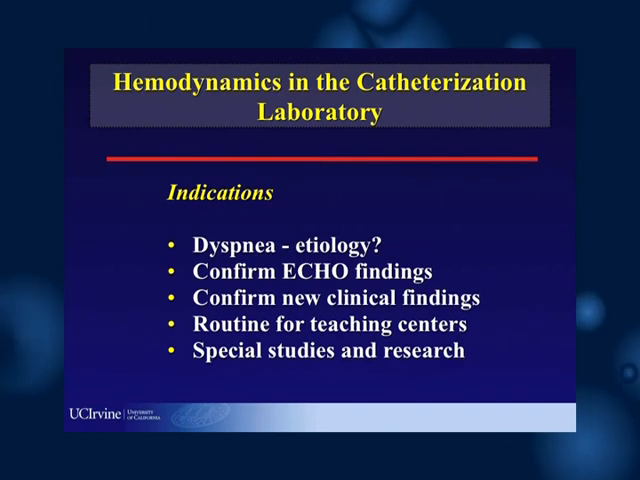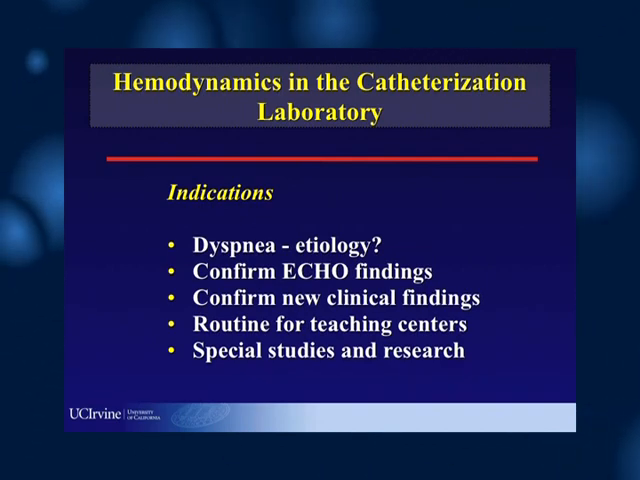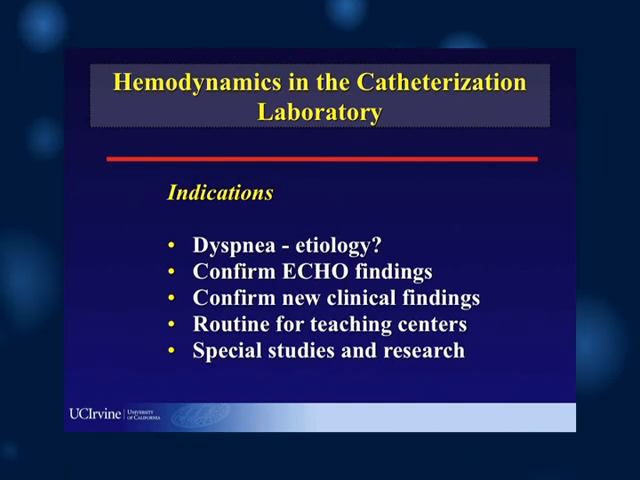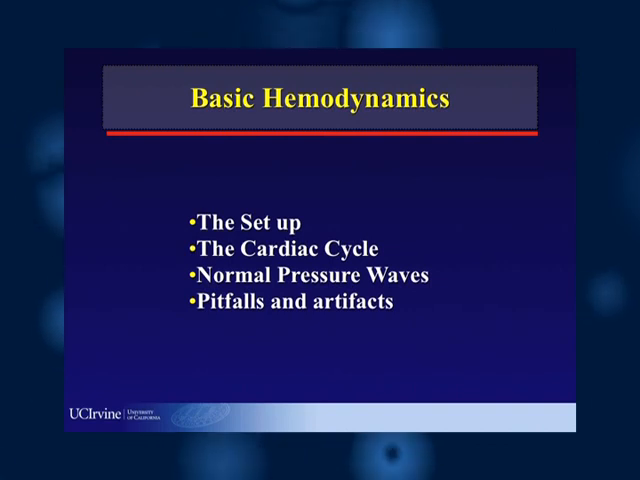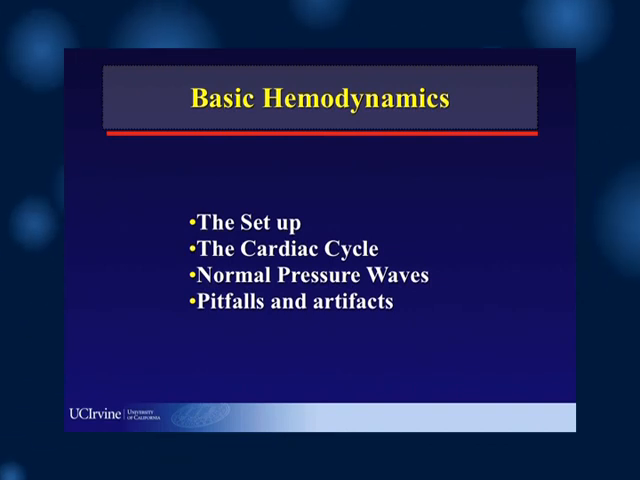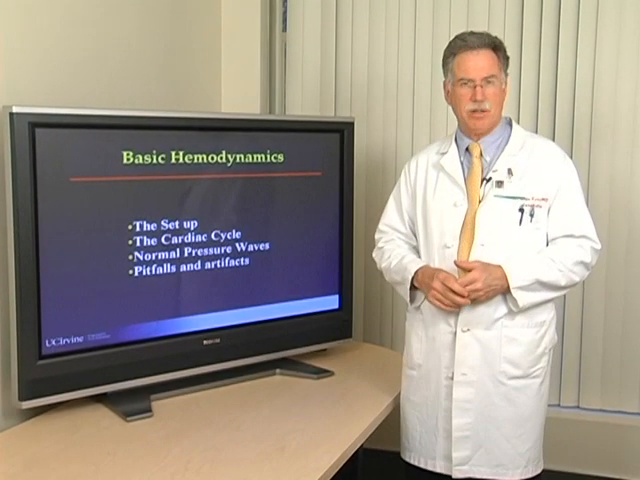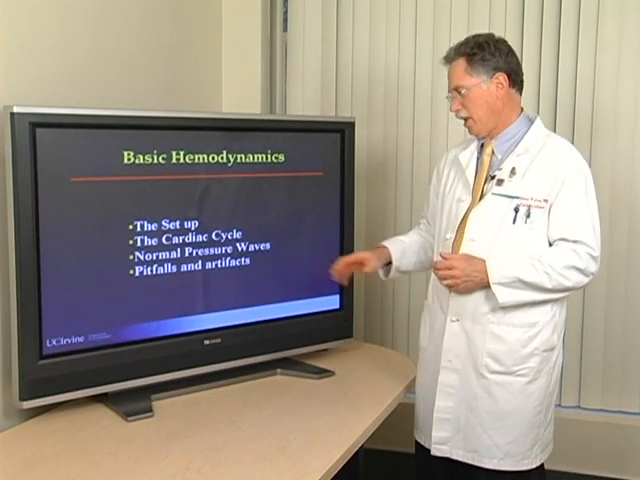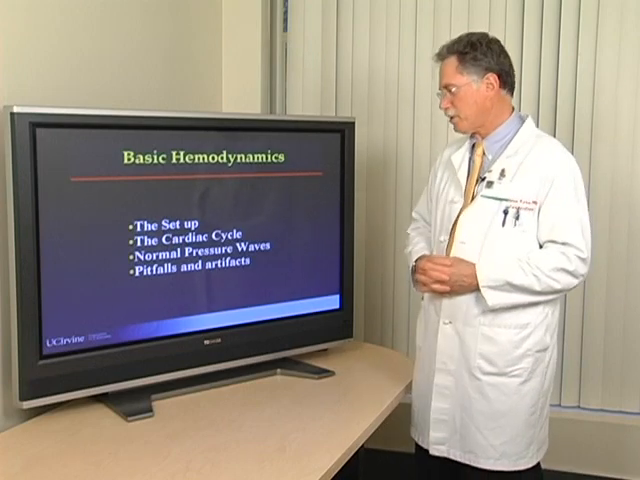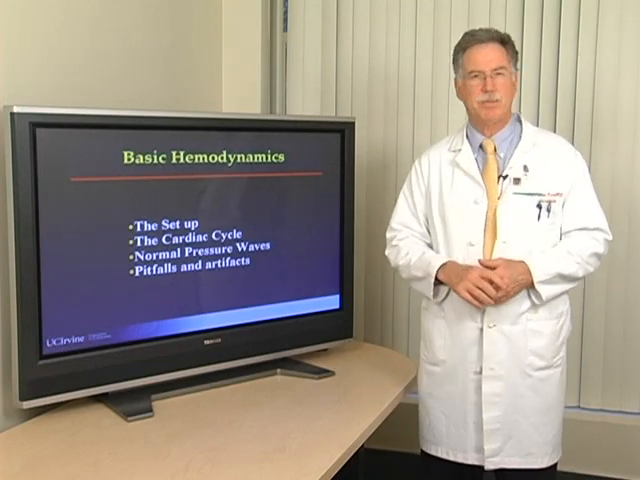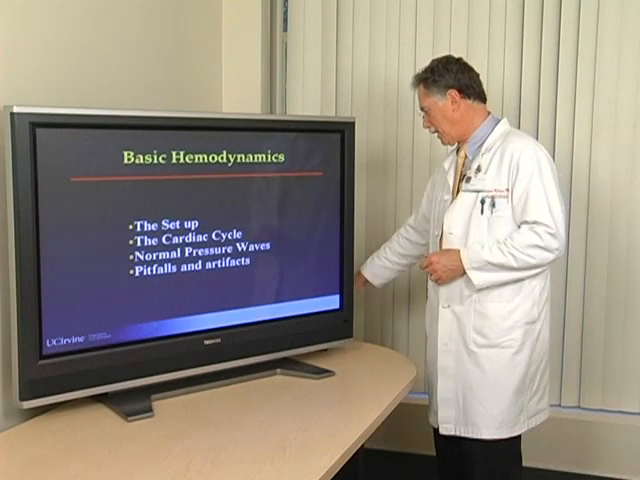The measurement of hemodynamics is routine for teaching centers, and of course we use those for special studies to learn more about the heart. Let's take a look at some of our tracings. When we go to obtain these tracings, first we have to discuss appropriate setup. This is basic to the cath lab requirements. We'll talk about the cardiac cycle from which these pressures are generated. I'll show you many examples of both normal and abnormal pressure waves, and then discuss in brief some of the pitfalls and artifacts that you may encounter.